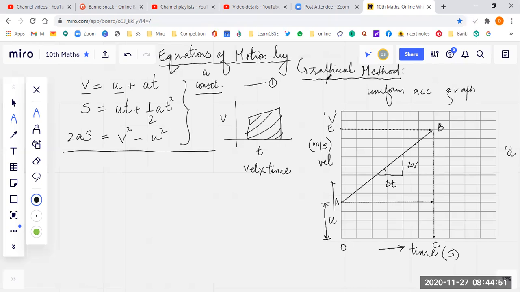Okay, so this complete area would be the displacement when the body starts with velocity u and, with constant acceleration, the final velocity becomes v. This total area under this graph will be the total displacement the body has traveled.